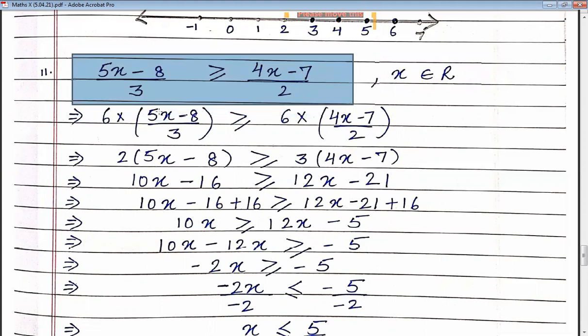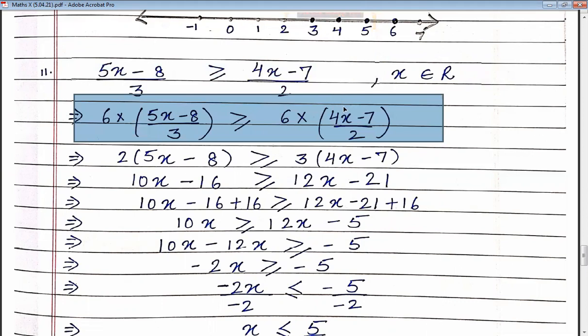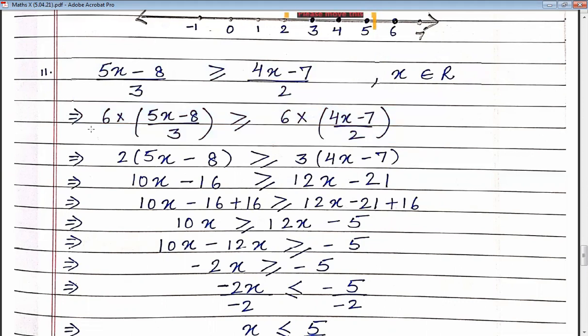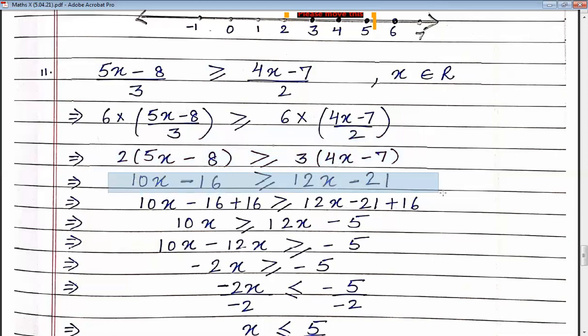Now children, you have a fraction here. So let's multiply both the sides with the LCM. The LCM of 3 and 2 is 6. As you are multiplying with 6, your inequality remains the same. Now children, after cancellation, your linear inequation becomes 2 times (5x minus 8) greater than or equal to 3 times (4x minus 7). Now use distributive property. It will become 10x minus 16 greater than or equal to 12x minus 21.